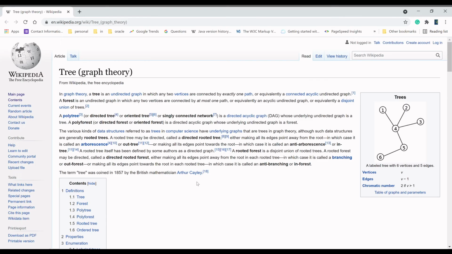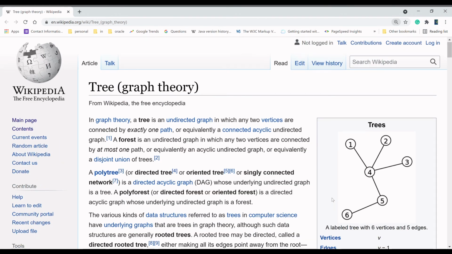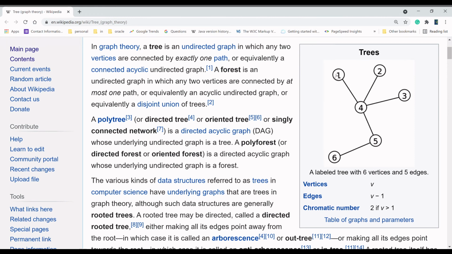So this is Wikipedia. You can go on Google and search for tree on Wikipedia, and there you will find this page. First of all, I'm going to zoom this page. In this page you can see there is a tree picture. It is a labeled tree with 6 vertices and 5 edges.